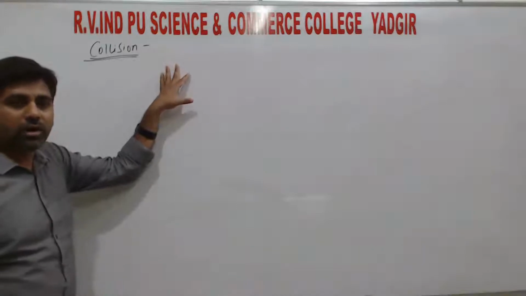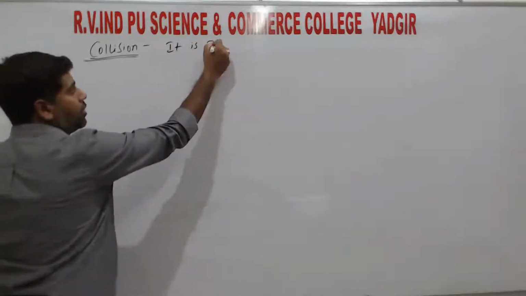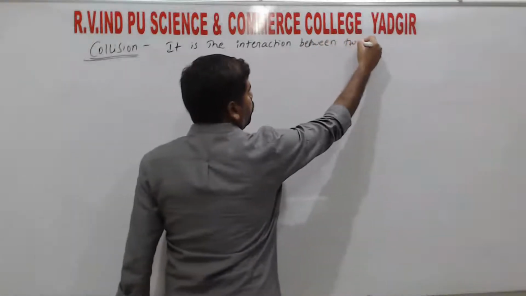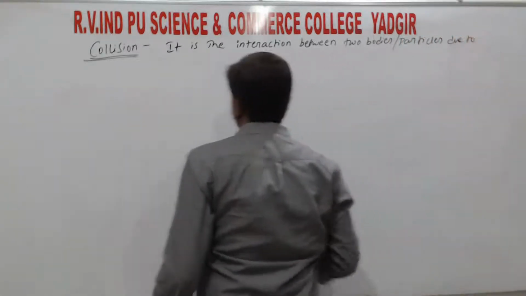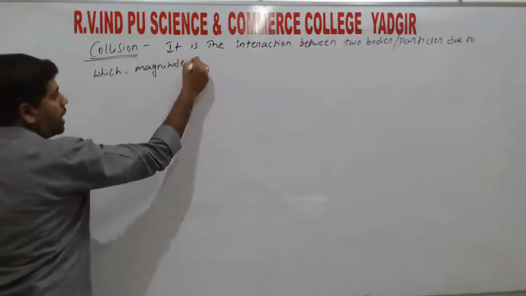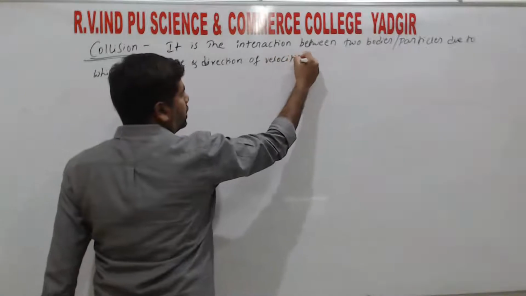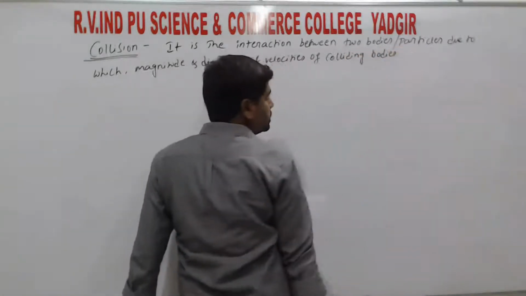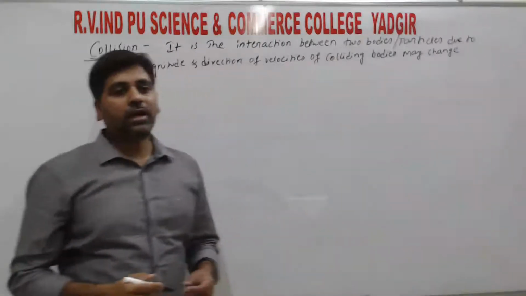We cannot exactly call it a definition, so we relate it as a concept. Collision is the interaction between two bodies or particles due to which the magnitude and direction of velocities of the colliding bodies, objects or particles may change or may vary. That is the definition of collision.